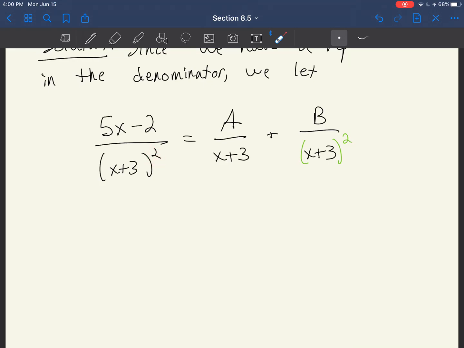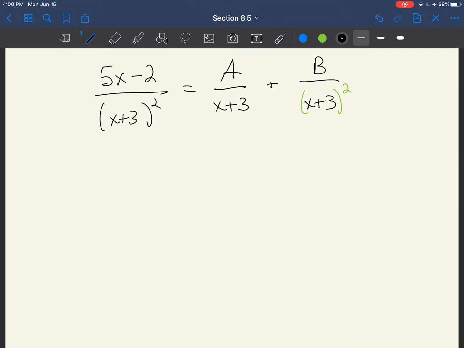If we had x plus 3 quantity cubed, you would have a over x plus 3, b over x plus 3 squared, plus c over x plus 3 quantity cubed. You just keep adding a power of whatever is being raised to a power in the denominator. Okay, solve this partial fractions. So you'd clear denominators.